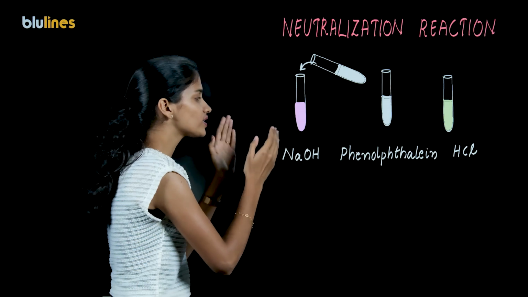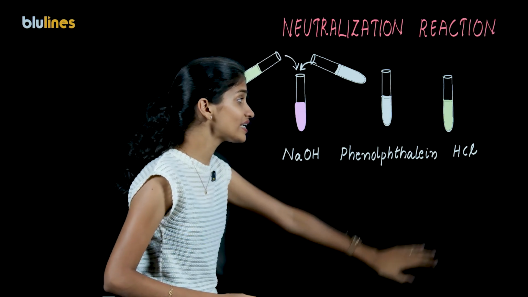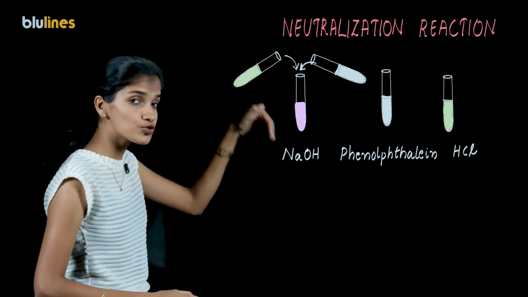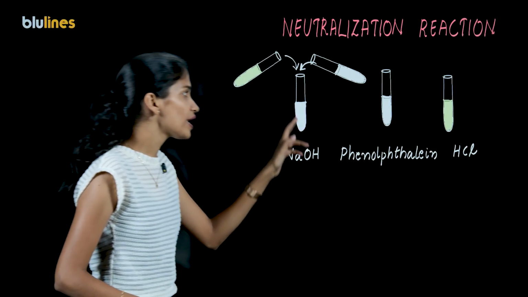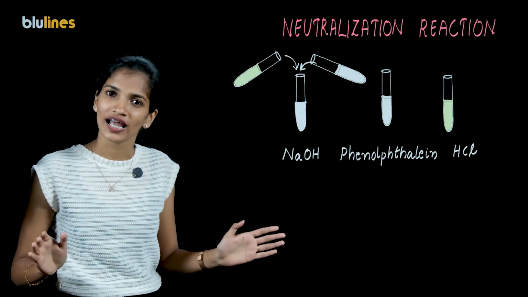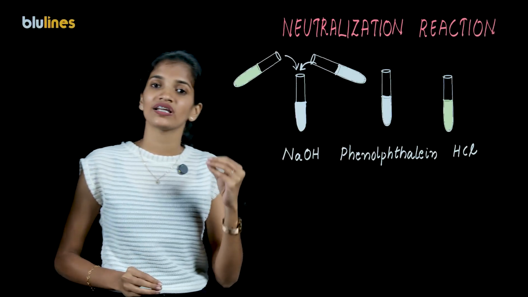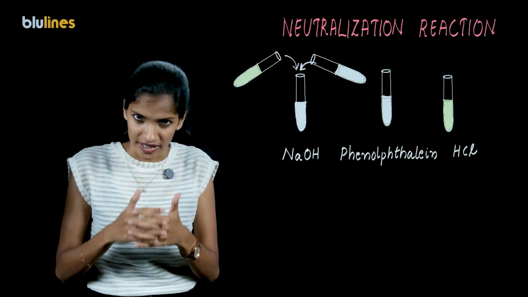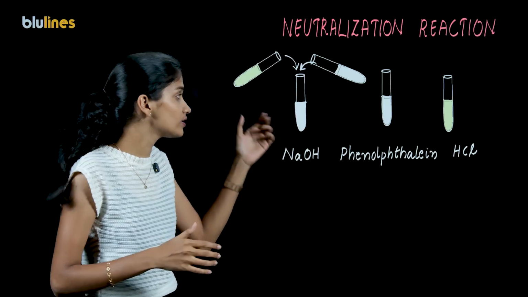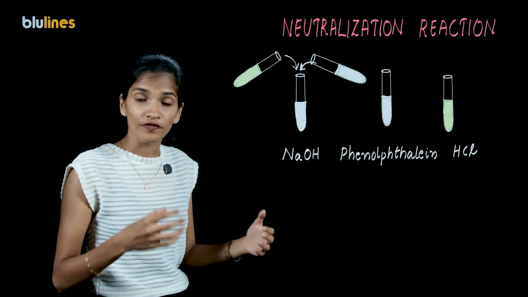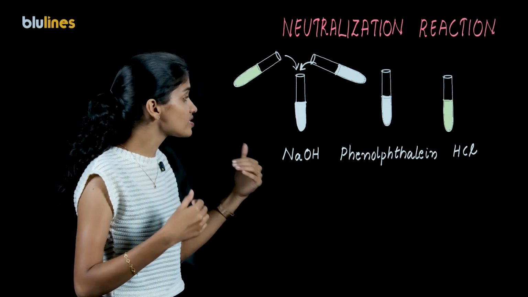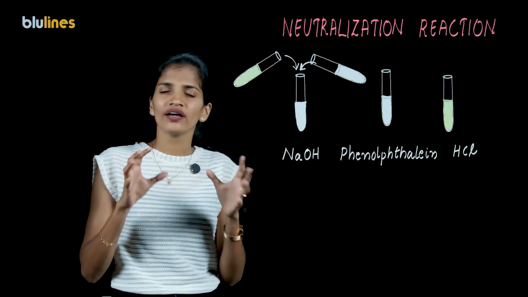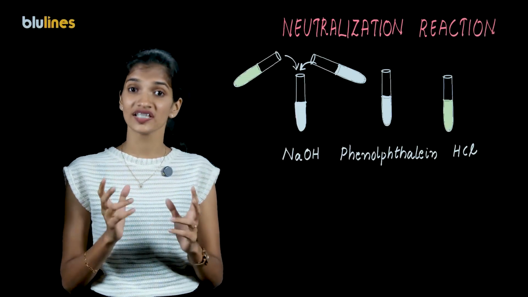Now, to this pink colored sodium hydroxide solution, I am adding HCl, hydrochloric acid. When hydrochloric acid is added to sodium hydroxide, which is a base, it becomes colorless. It is a neutralization reaction simply. That is, when an acid and base react together, they both nullify each other's effects. And that is the reason why the pink color of NaOH, which we received by adding phenolphthalein, has vanished while adding HCl. So, let me give you a very relatable example.